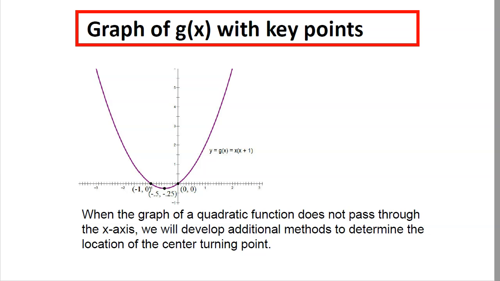Here's a graph of g of x with those key points labeled. When the graph of a quadratic function does not pass through the x-axis, we will develop additional methods to determine the location of the center turning point.